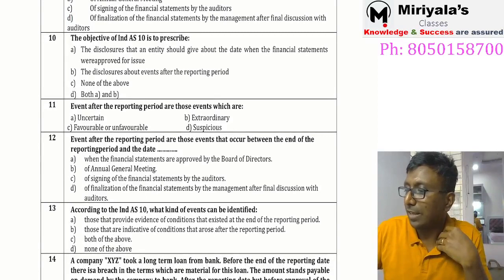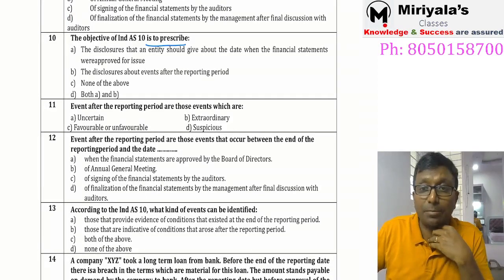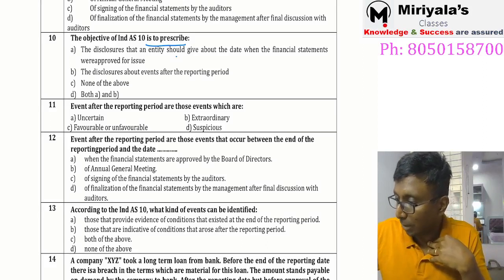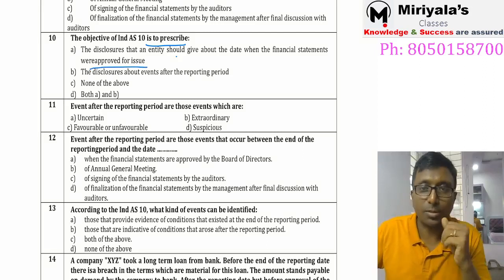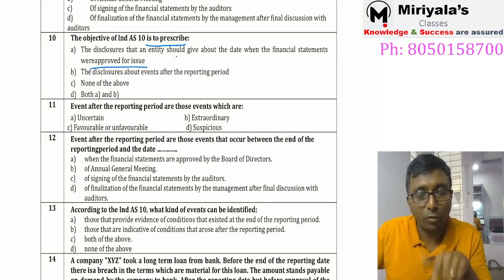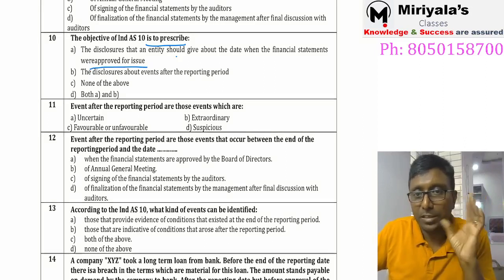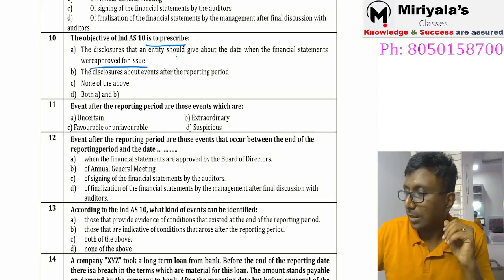The objective of Ind AS 10 is to prescribe what? Very simple. The disclosure that the entity should give about the date when the financial statements were approved for issue. I told you, this is not there in accounting standard 4. This is there here. When is it getting approved? That is the information you are supposed to disclose, and disclosure about the events after the reporting date.